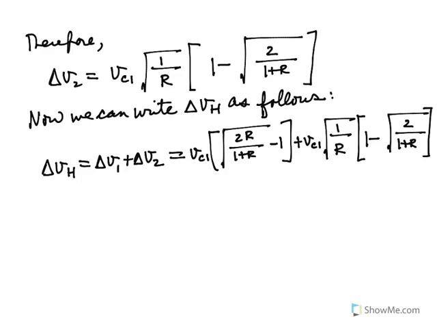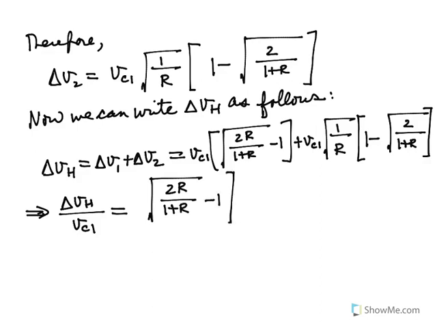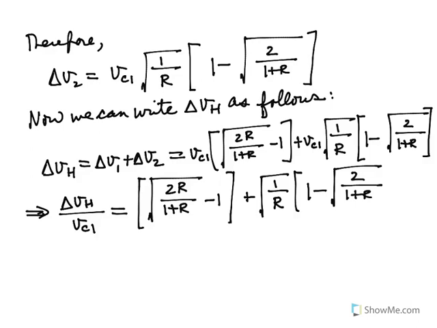Now, you can see that I can divide through by vc1. So this gives delta v Hohmann divided by vc1 is equal to the square root of 2r all divided by 1 plus r minus 1. I'm going to put these in the square braces just because I want to remind myself that that's the first impulse, plus the square root of 1 over r times 1 minus the square root of 2 all divided by 1 plus r.